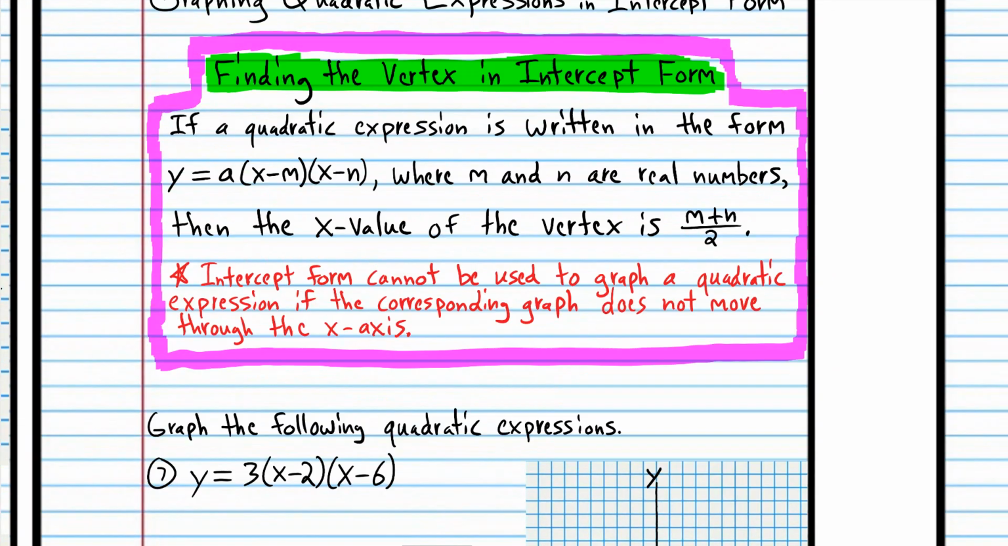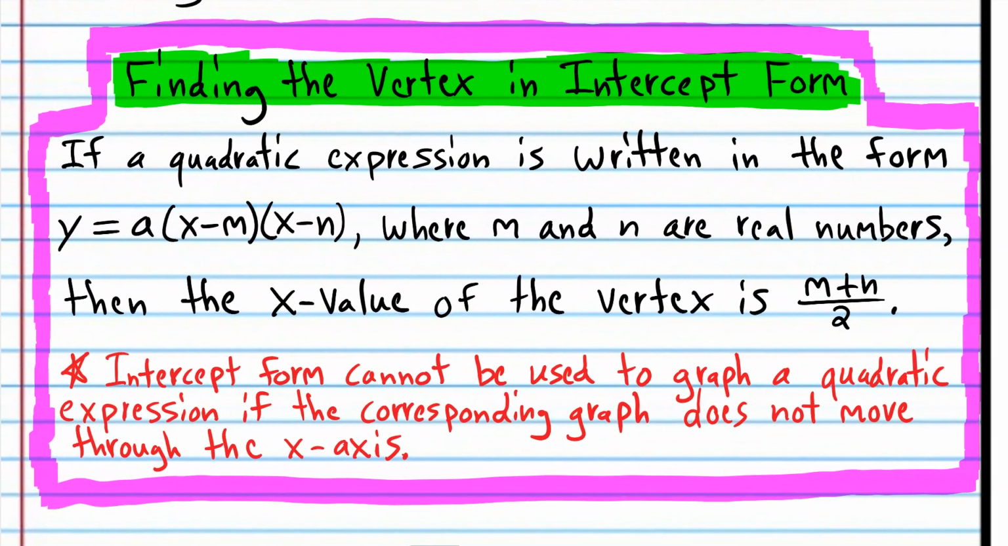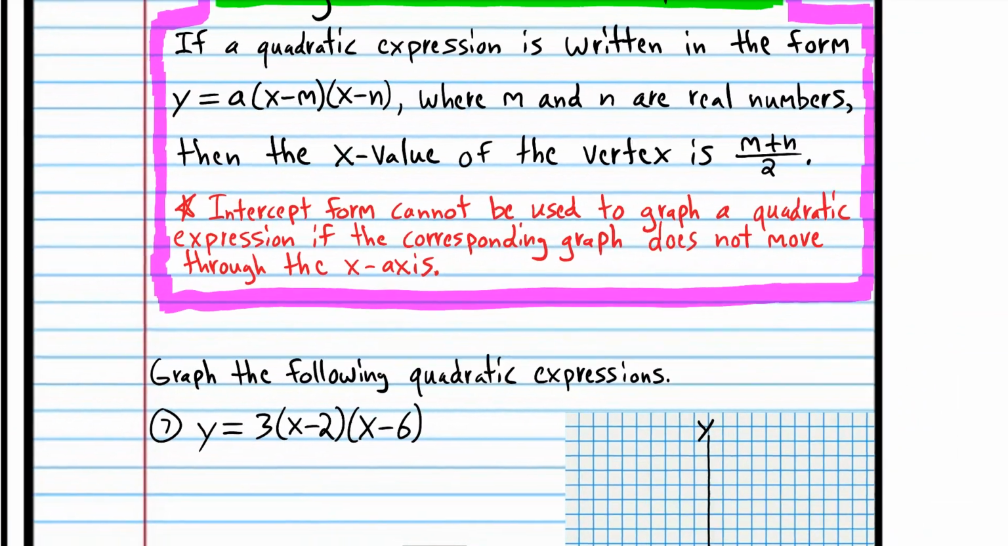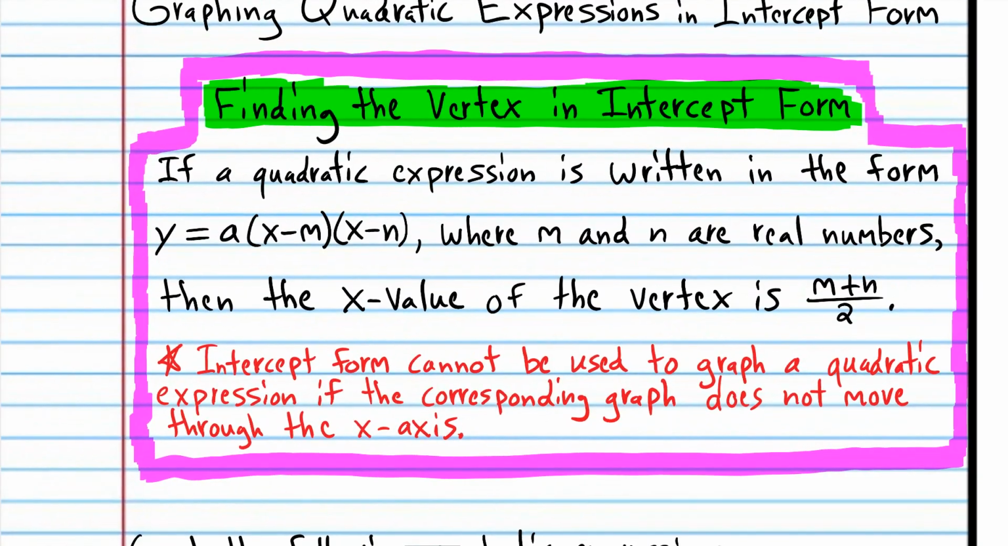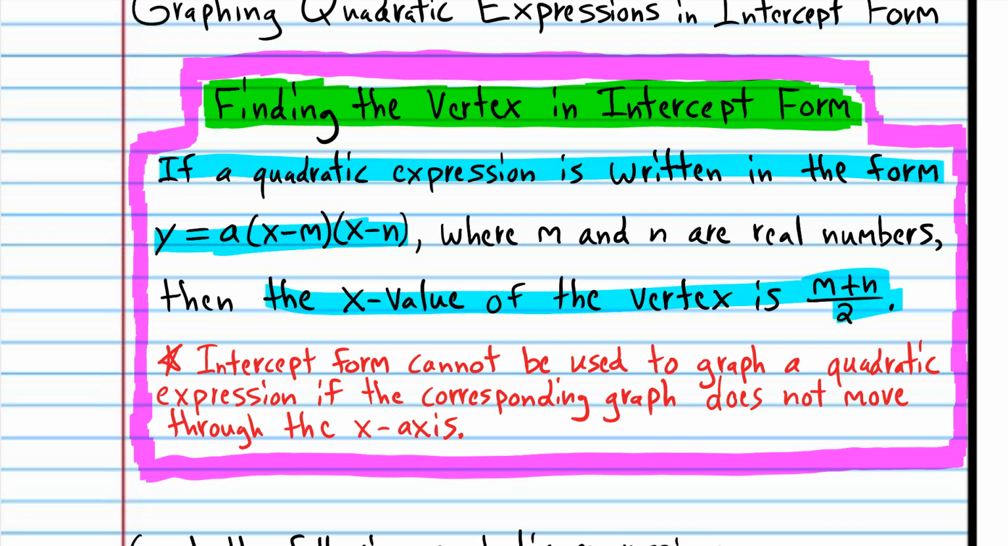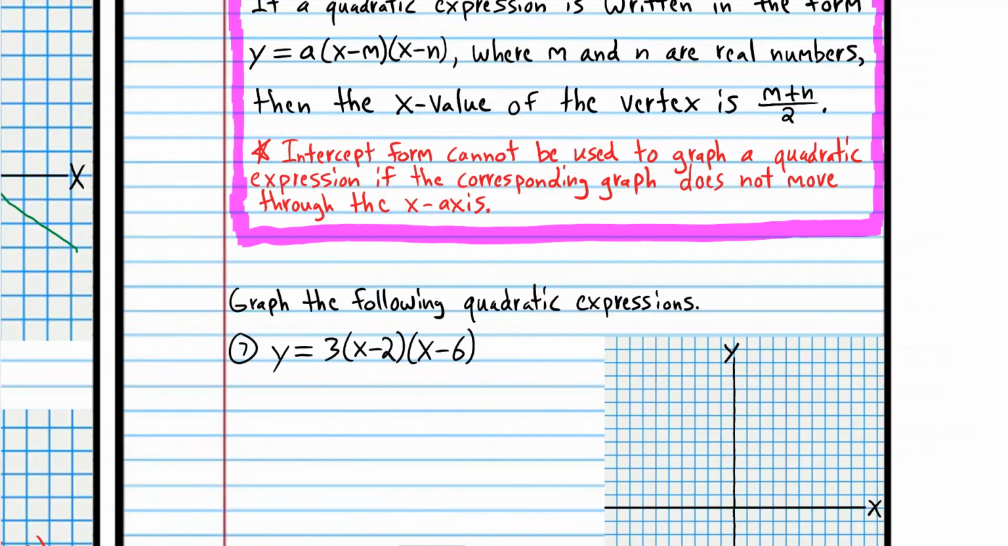You can get a screenshot of this if you want, but it's much easier just to show you how to do this rather than to go over this stuff, because that kind of seems a little complicated. But this just says that if a quadratic expression is written in intercept form, this form here, then the x value of the vertex is that expression there, m plus n over 2. So let's explain what that means.